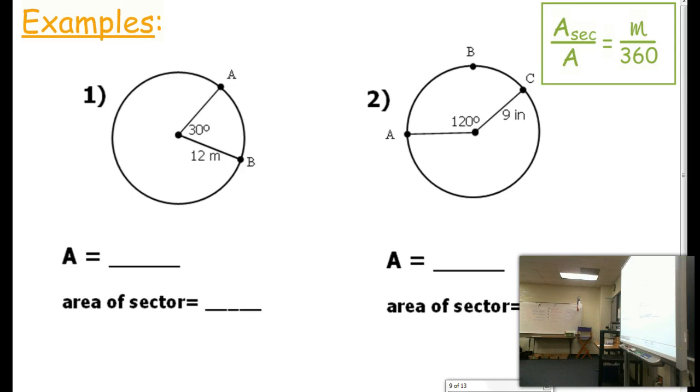Torin, area of that circle, number 1. No, you're doubling it. No more doubling. 144 pi meters squared. Don't put pi after the meters.